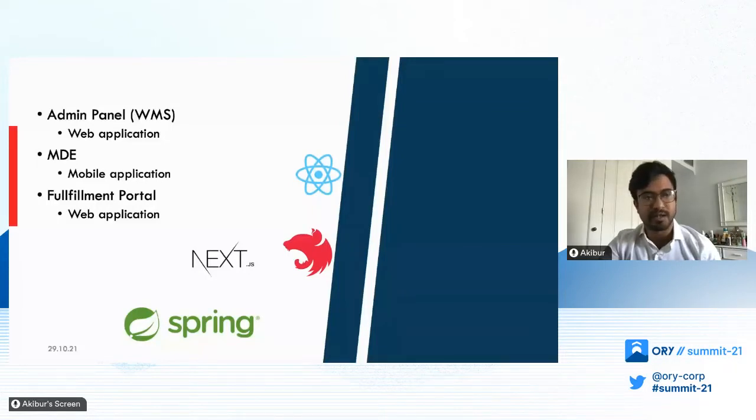And for the stack to build this application, we used various types. For example, for the web application, we use React.js along with Next.js, and for backend we used Nest.js, and one or few with Spring. Similarly, for the mobile application it's React Native, and the fulfillment portal also uses React.js and Next.js. That's a summary of our application stacks and everything.